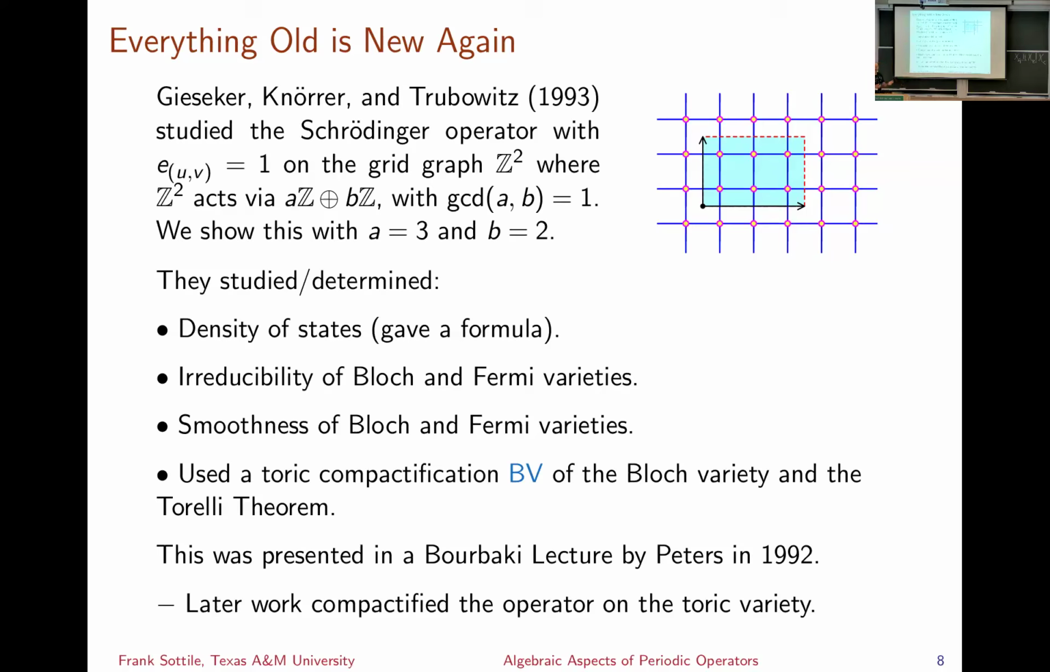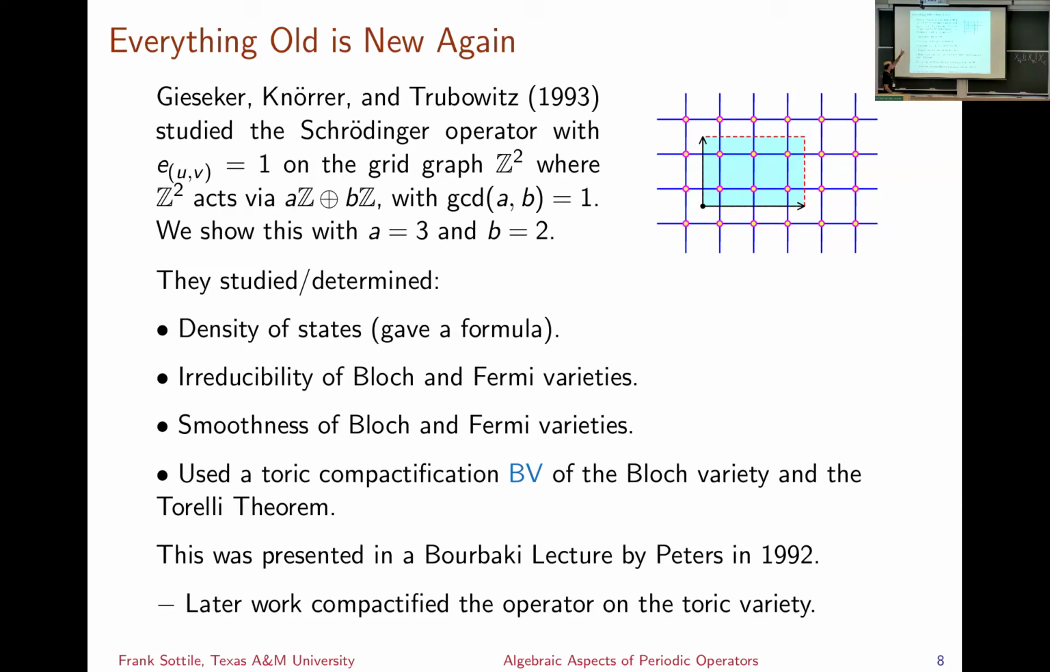I'm going to flash a slide without much knowledge coming about that. They study the smoothness of these. They have to resolve singularities of the toric variety. They used the toric compactification of the Bloch variety and then the Torelli theorem for this density of states. It's a kind of crude toric compactification here. They first try to put it inside P1 cross P1 cross P1 and start blowing things up. There's a more sophisticated one that comes later.